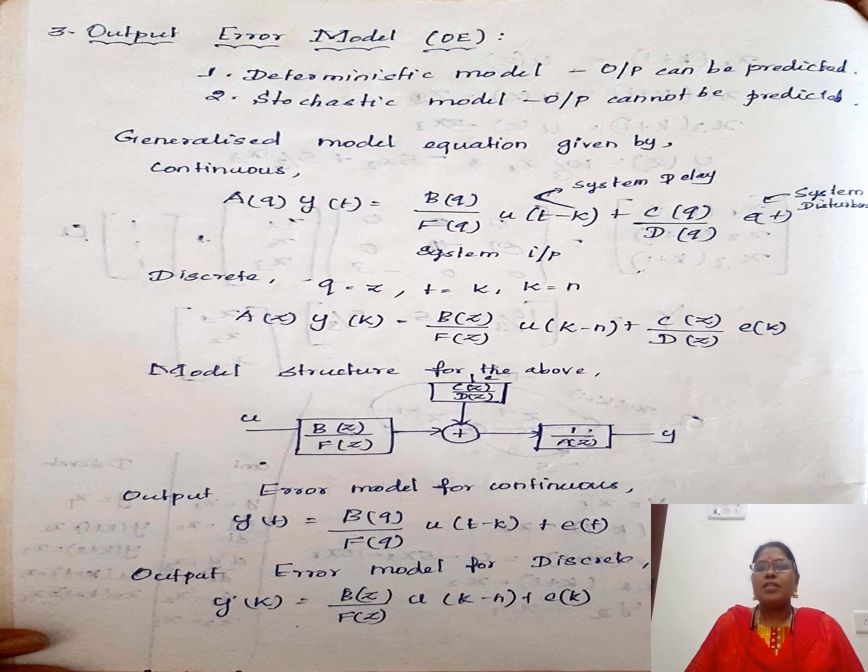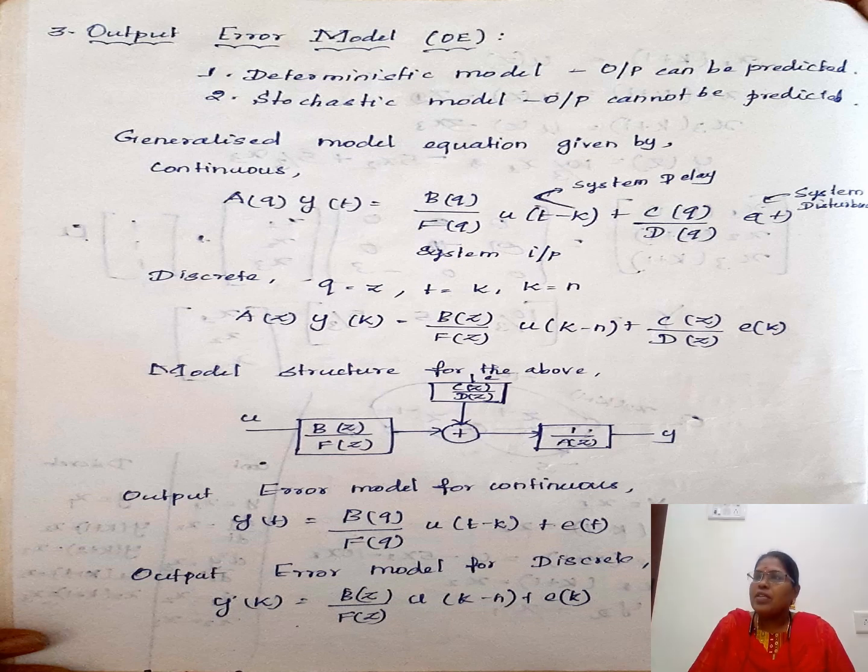So for this output error model, the general model equation is represented by A of q, y of t equal to B of q by F of q, u of t minus k, plus C of q by D of q, e of t. This has one system delay, where k is the system delay, and e of t is the system disturbance, or we call it an error.